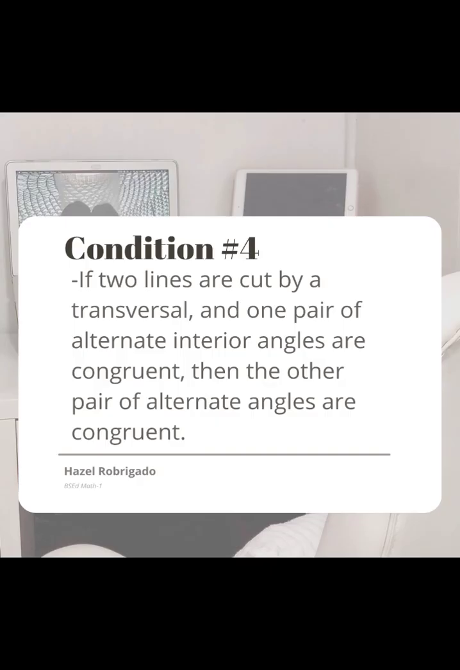This is the fourth condition. If two lines are cut by a transversal and one pair of alternate interior angles are congruent, then the other pair of alternate interior angles are congruent.